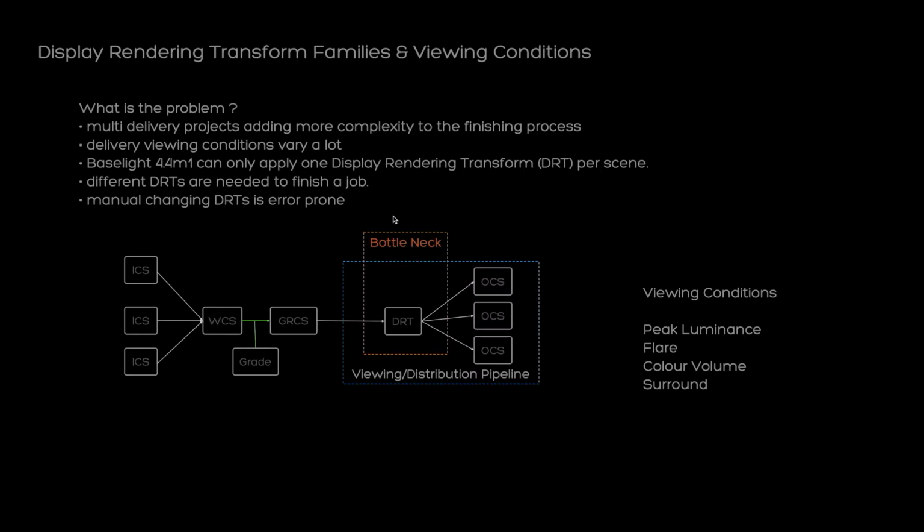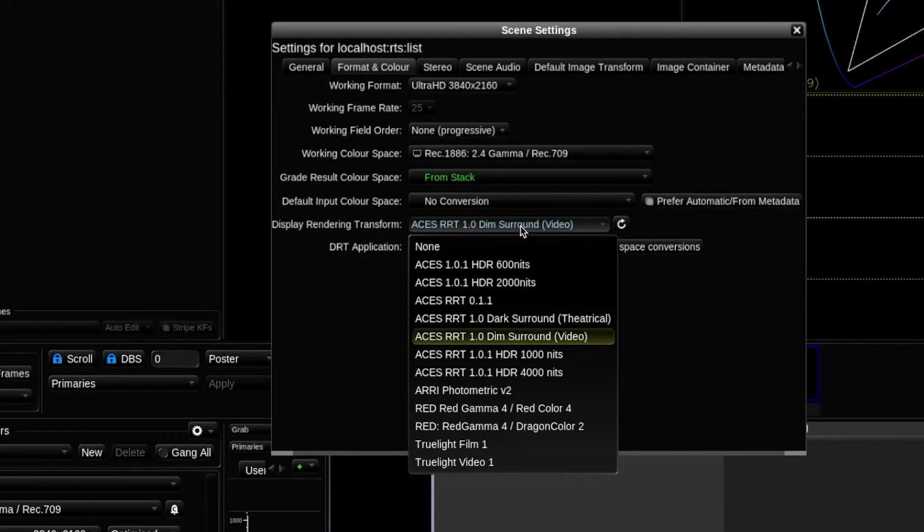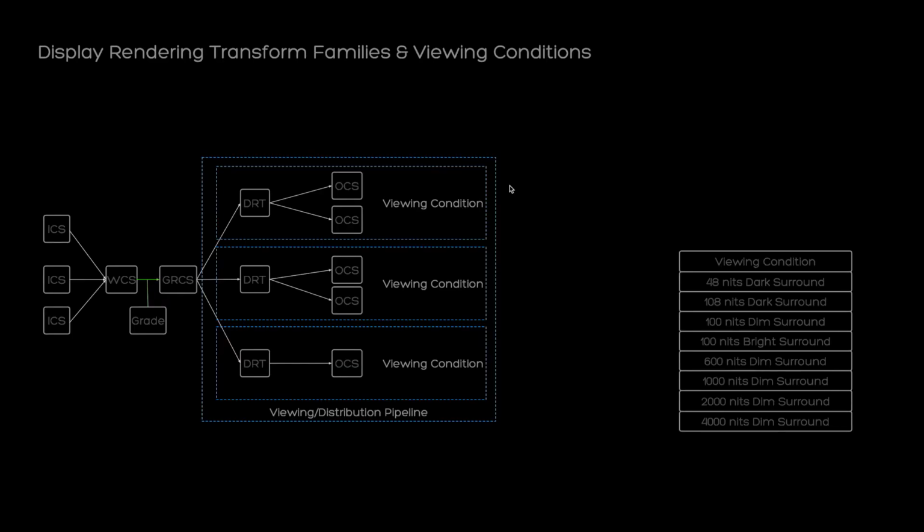The current situation in 4.4M1 is that the user needs to choose different DRTs depending on different output color spaces for the same scene manually. This is very error prone and annoying. Also, we can see that the list of DRTs would become very, very long over time. Therefore, in Baselight 5.0, we introduced the concept of DRT families.